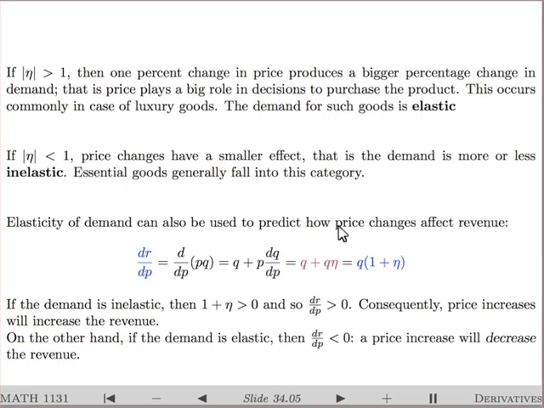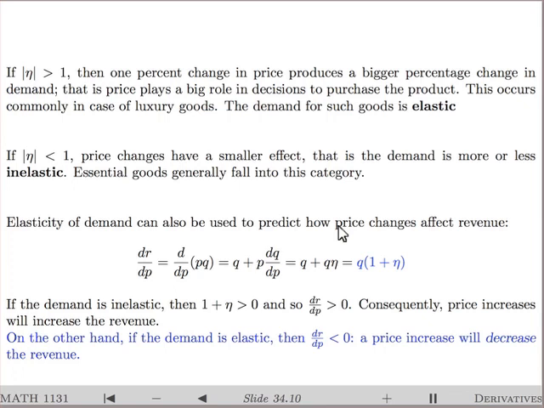If the demand is inelastic, meaning eta is between -1 and 0, 1 plus eta is positive, so dR over dP is positive. Basically what happens is that if you increase the price, the demand falls, but not as much, a smaller percentage decrease than in the price. So the price increase more than offsets the decrease in demand, so revenue overall increases. So the demand is inelastic, 1 plus eta is positive, so Q times 1 plus eta, or dR over dP, is positive. So with inelastic demand, price increases increase the revenue.